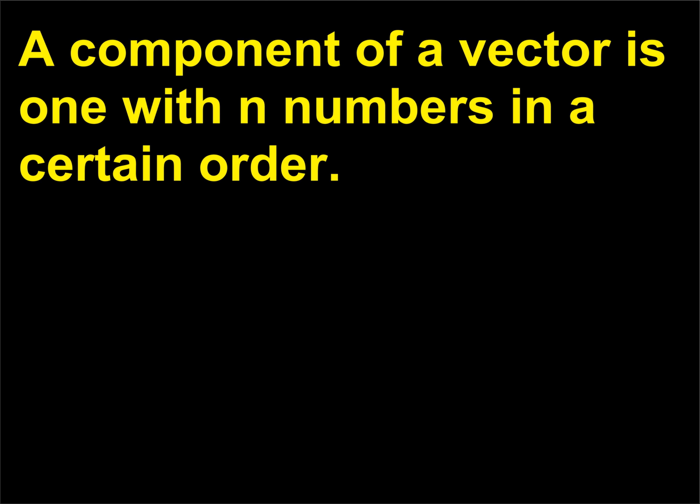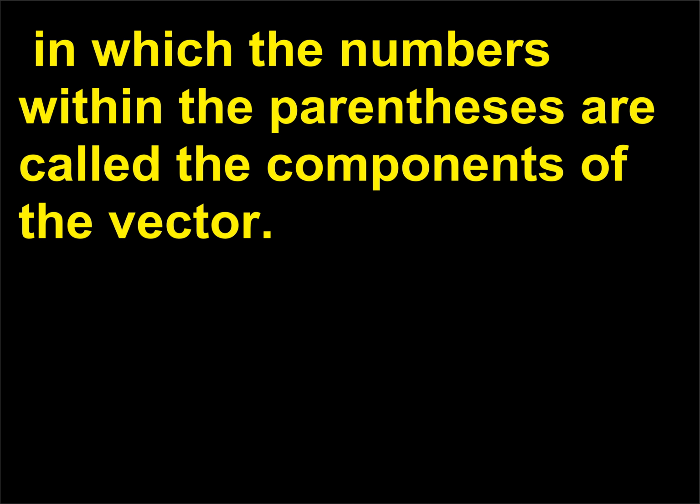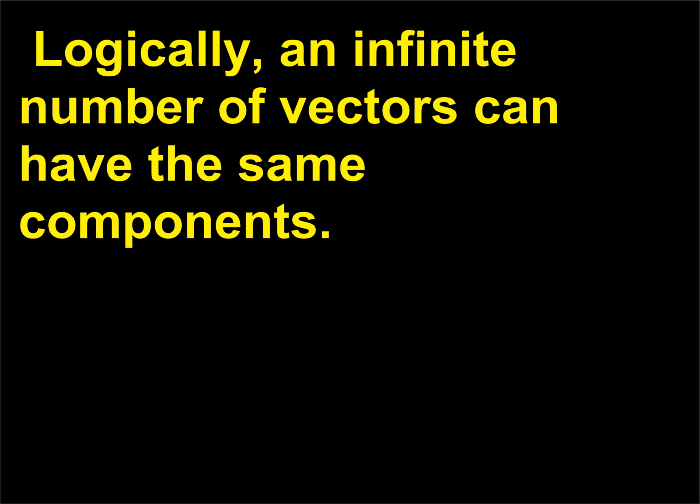A vector is an ordered list of n numbers. It is usually written as (x1, x2, ..., xn), in which the numbers within the parentheses are called the components of the vector. Logically, an infinite number of vectors can have the same components.